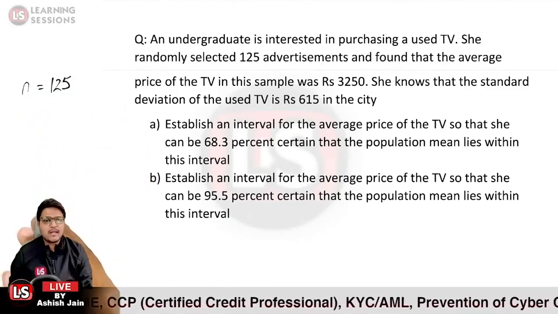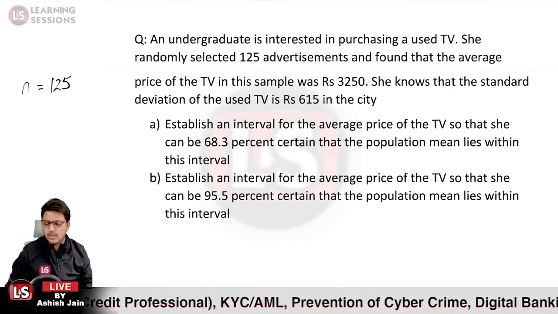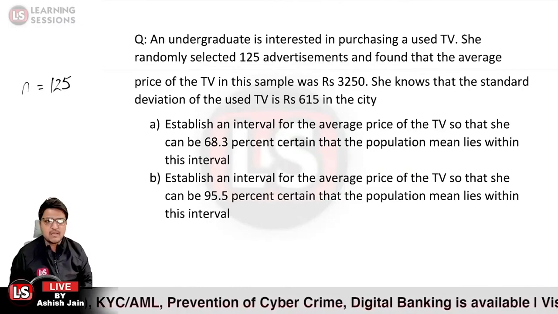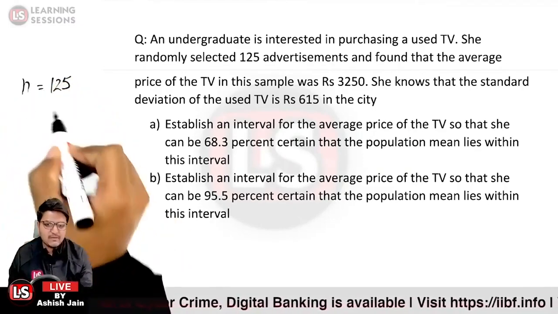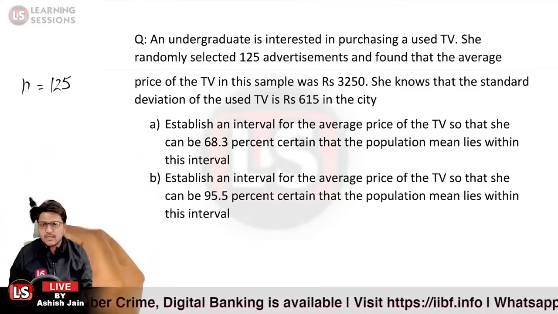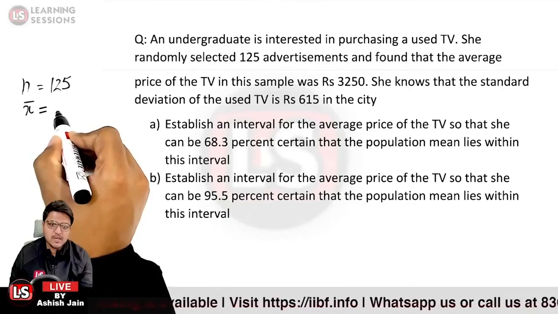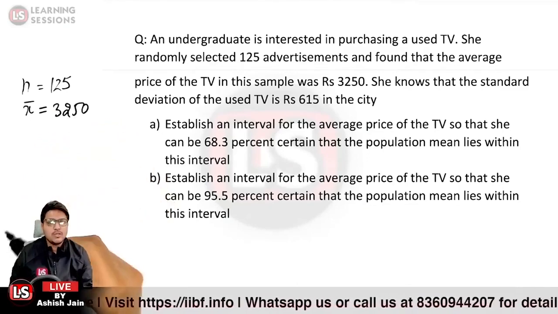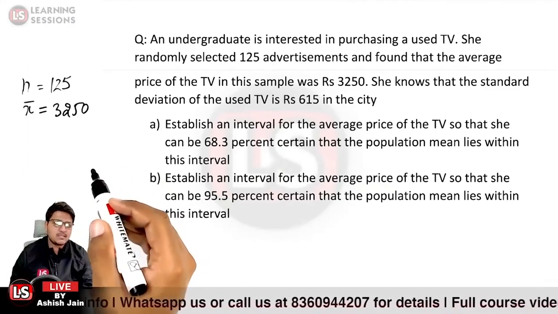And found that the average price of the TV in this sample was what? It was equal to 3250. So the average price of the sample is given to be 3250. She selected 125 advertisements, and the average price was 3250. So over here we are provided with the X bar, that is 3250. She knows that the standard deviation of the used TV is 615 in the city.